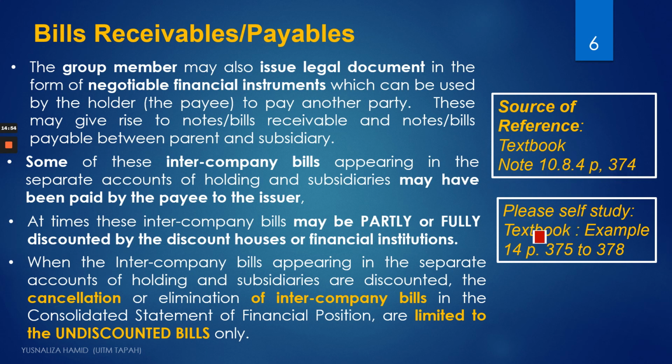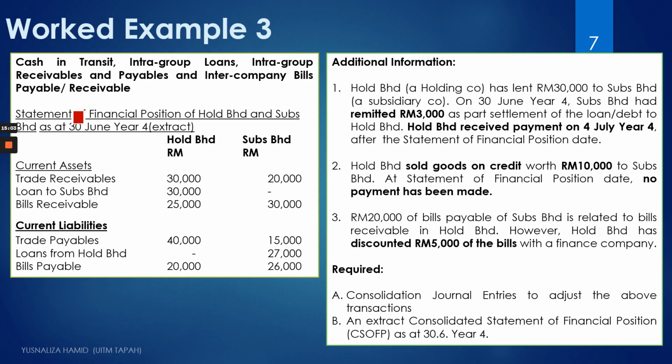For details, you can refer to the textbook again, note 10.8.4, page 374. You can also self-study the textbook example, which is example 14 at pages 375 to 378. And now I'm coming with my own example. This is work example 3, because work example 1 and work example 2 were on fair value adjustment, the consolidation issues on fair value adjustment. Our consolidation issue today is on intercompany transactions and balances. So here I have work example 3, which will illustrate cash in transit, intra-group loans, intra-group receivables and payables, and intercompany bills payable and receivable.